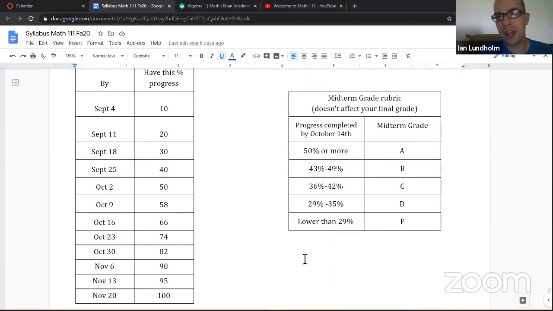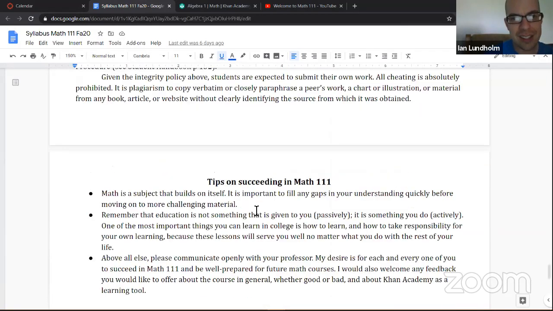Here's the midterm grade rubric. That is just for midterm grades, and doesn't affect your final grade at all. This is going off of your main course progress percentage in Khan Academy as to which of these grades I'll give you for the midterm. Things can change after midterms, but I would encourage everyone to shoot to have at least 50% of Khan Academy done before we get to October 14th. That's the end of the syllabus.